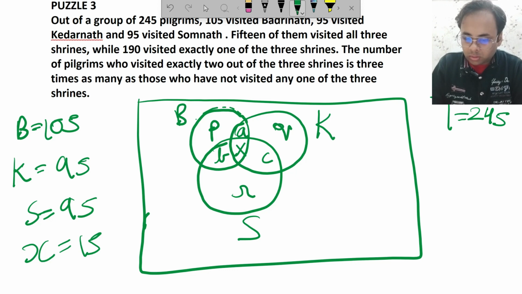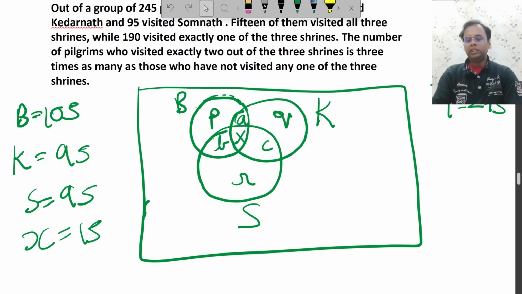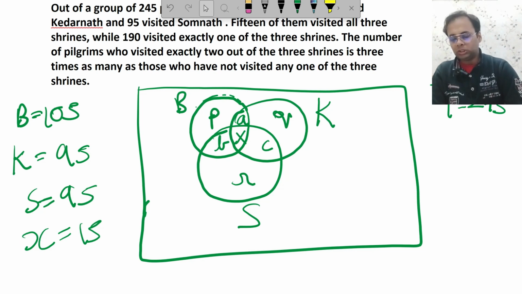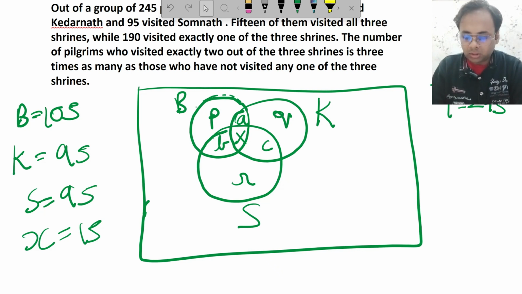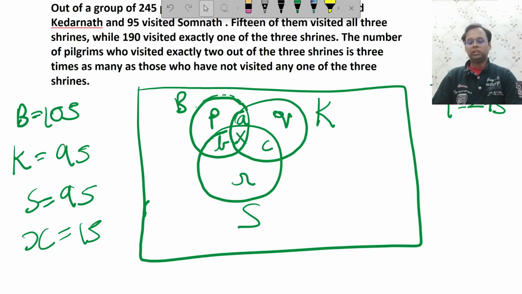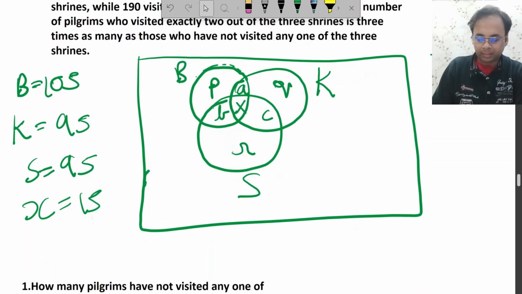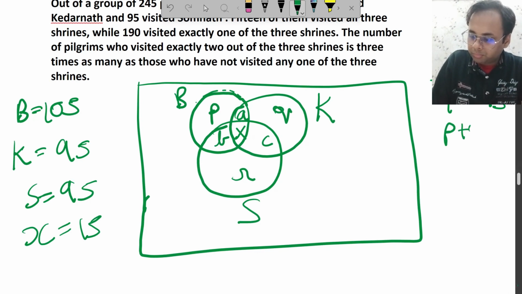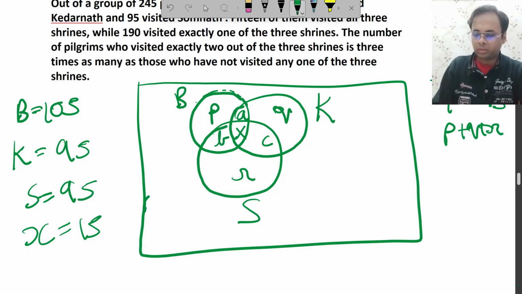While 190 visited exactly one of the three shrines. Okay, so what is the region depicting exactly one? P depicts the region for the pilgrims who have visited only Badrinath, Q for the pilgrims who have visited only Kedarnath, and R for the pilgrims who have visited only Somnath. So it means that P, Q and R is equal to 190.